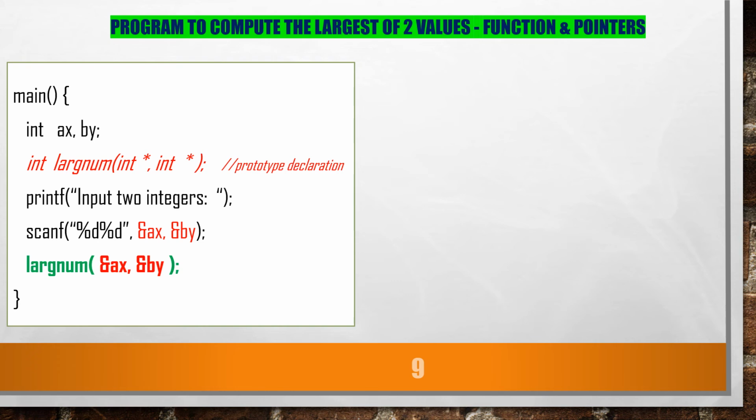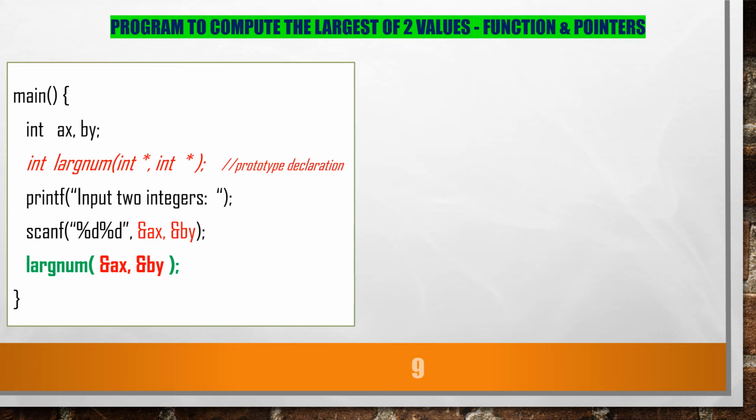Let us consider an example where we will be combining the pointer concept with the function. The main function, open braces, int ax, by, void largenum(int *, int *). So this is the function prototype declaration. Let us input two numbers. printf("input two numbers"), scanf("%d %d", &ax, &by). Let us call the function largenum(&ax, &by).